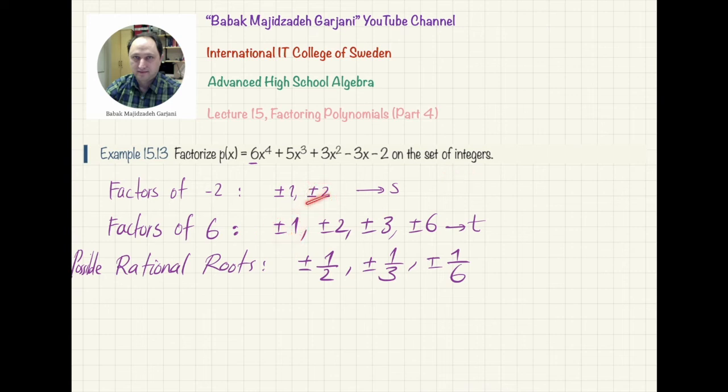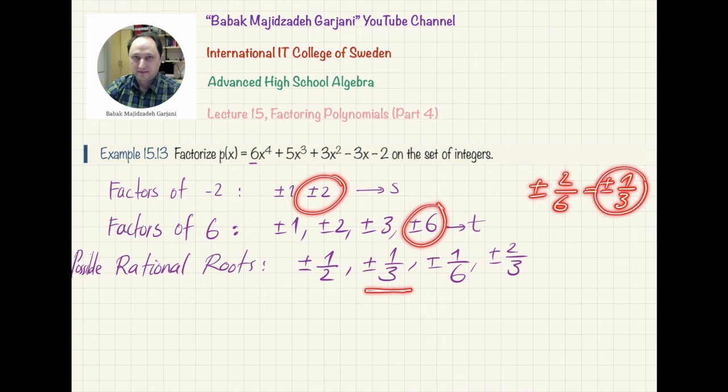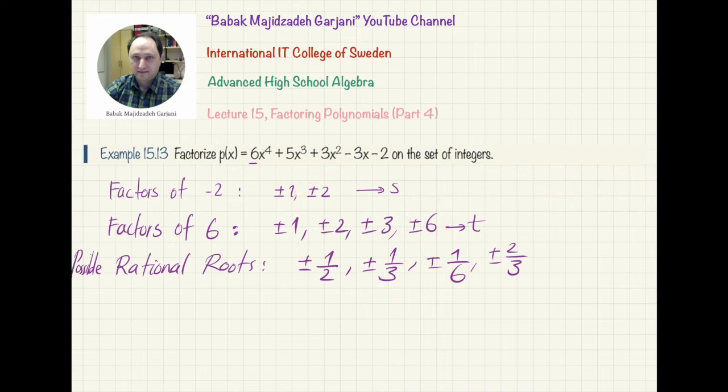But plus or minus 2, I already excluded them. If I divide this by this, it will give me plus or minus 1, but I have already excluded that. So I divide this by that, it will give me plus or minus 2/3. And then if I divide this by this, it will give me plus or minus 2/6, which is plus or minus 1/3, but I have already this in my list. So these are the only possible candidates that I will have, if this polynomial is going to have a rational root which is not an integer.